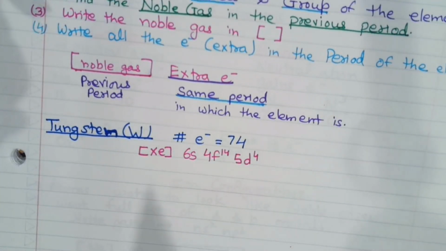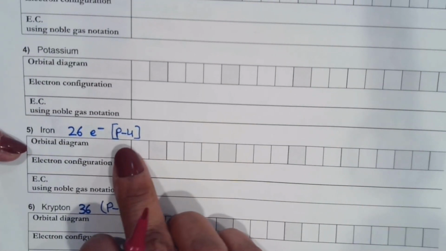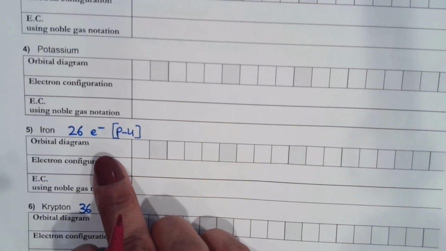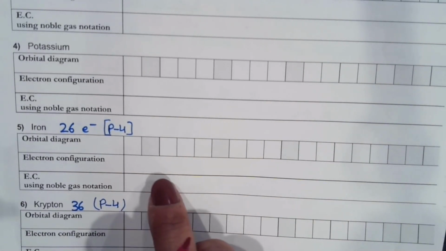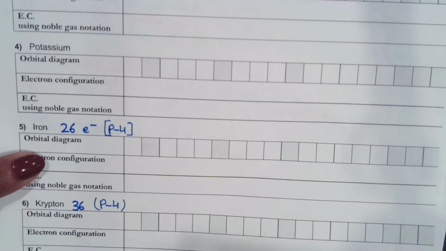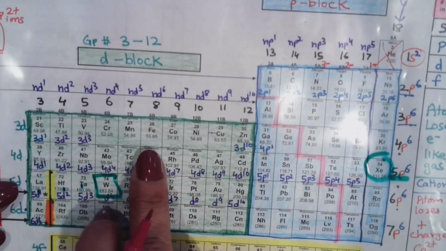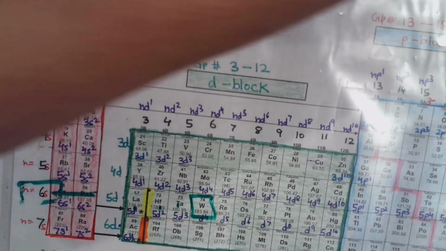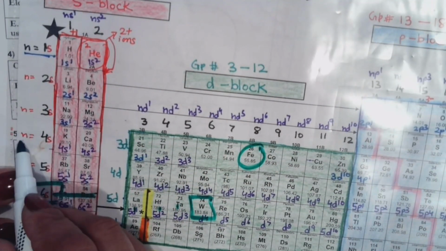So let's do some of the problems from worksheet number 4. Let's write down the configuration of iron and then write down the configuration of iron in noble gas notation. We also have to do the orbital diagram of iron, right? So let's start with the orbital diagram first. So iron is in which period? So iron is right here. It's in the D block and it's in the 4th period, right?